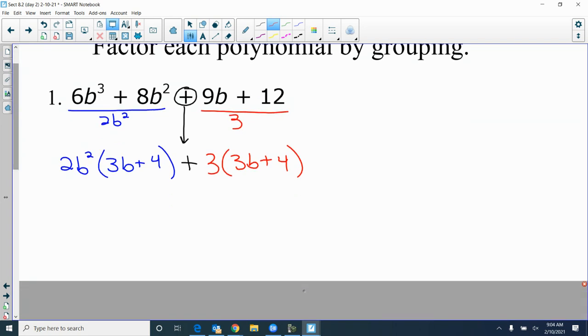So now I can take 3b plus 4 is my first group, and now 2b squared plus 3 is my second group. That's why it's really important to put this plus sign there, because it gives you that sign of the second group, whether you were minusing or whether it was plus. That is our final answer.